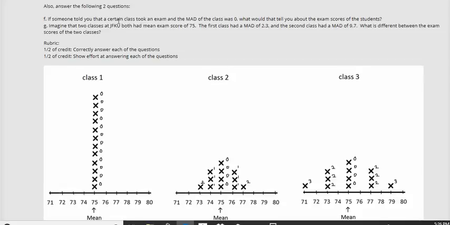So part G, imagine that two classes at JFK both have a mean of 75. They have the same average. However, the first class has a smaller MAD and the second class has a larger MAD. And it's asking you what's different between the exam scores of the two classes. Well, I was mentioning earlier that the MAD measures the amount of spread or dispersion in a data set. So if the MAD comes out to a larger number, that means that the scores are more spread out, basically. And that's all for this question.